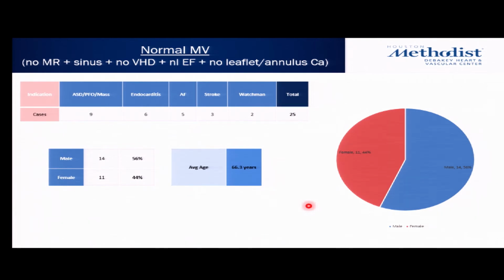We defined a normal valve as a valve which has no MR. The patient would be in sinus rhythm, with no other valvular heart disease, normal ejection fraction, and no calcium in the leaflets and the annulus. From this, we have a core of 25 patients, which we are going to use to define what is a normal strain for the anterior and posterior leaflet and different areas of the mitral valve, and from there compare against the other mitral valve pathologies. Within this normal cohort, it's roughly divided equally between males and females.